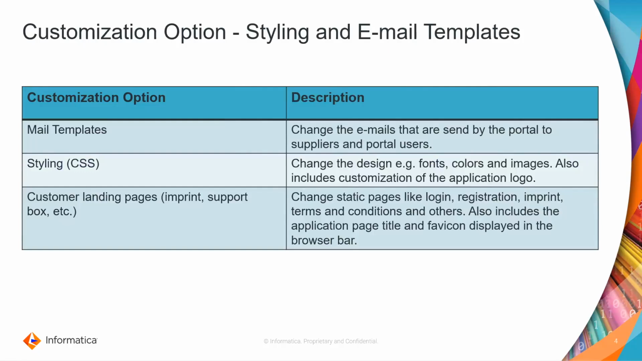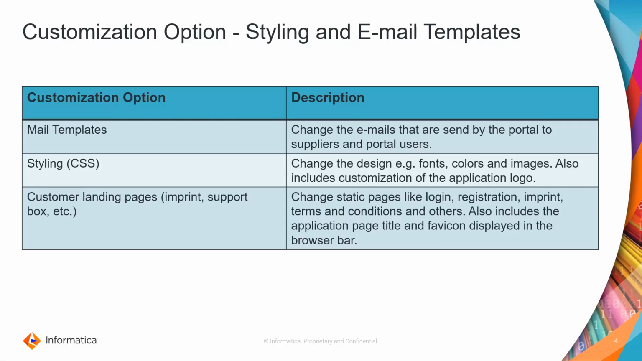The emails that are sent by the portal administrators to suppliers and portal users can be changed or customized from the HTML files found under Mail Templates of the Configuration folder. Styling CSS. The design of the supplier portal, for example the fonts, colors and the images, can be customized or changed by updating the custom CSS file. Application logo can also be customized.